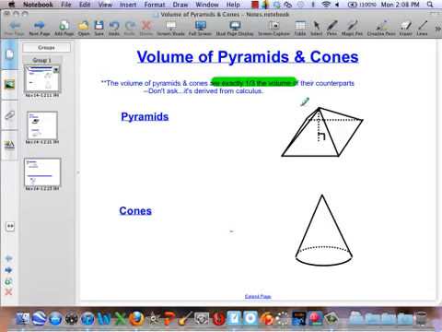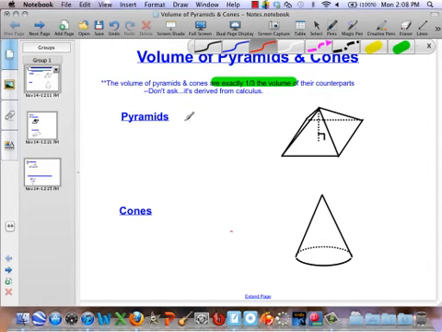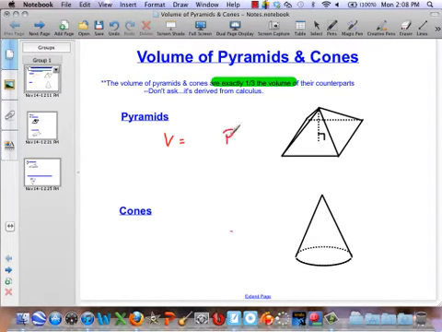How do you find the volume of a prism? Perimeter of the base times the height. So, if the volume of a prism is the area of the base times the height, then what's the volume of a pyramid? 1/3 base times the height. Okay, let's go to a cone.